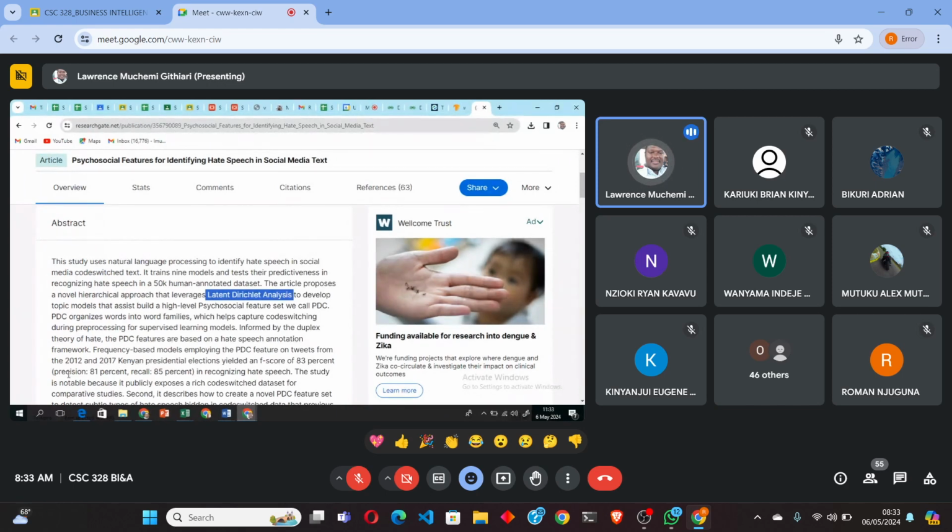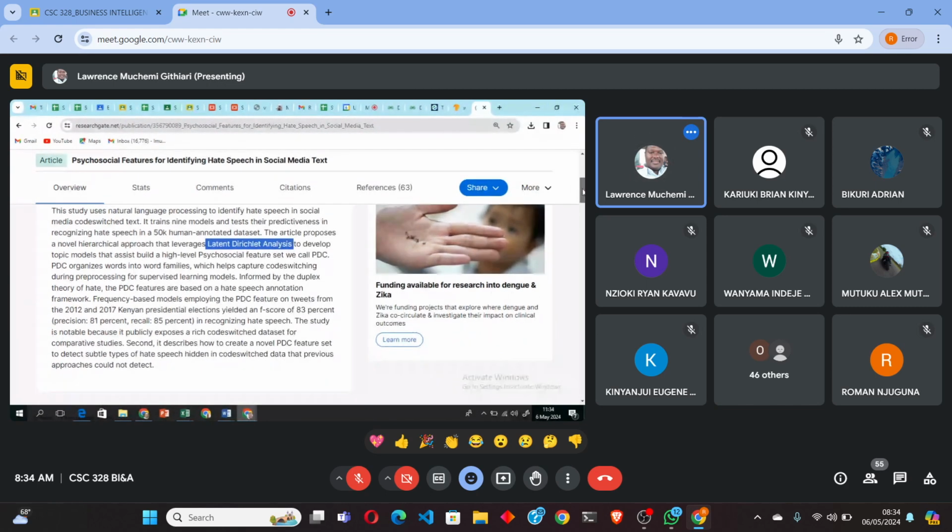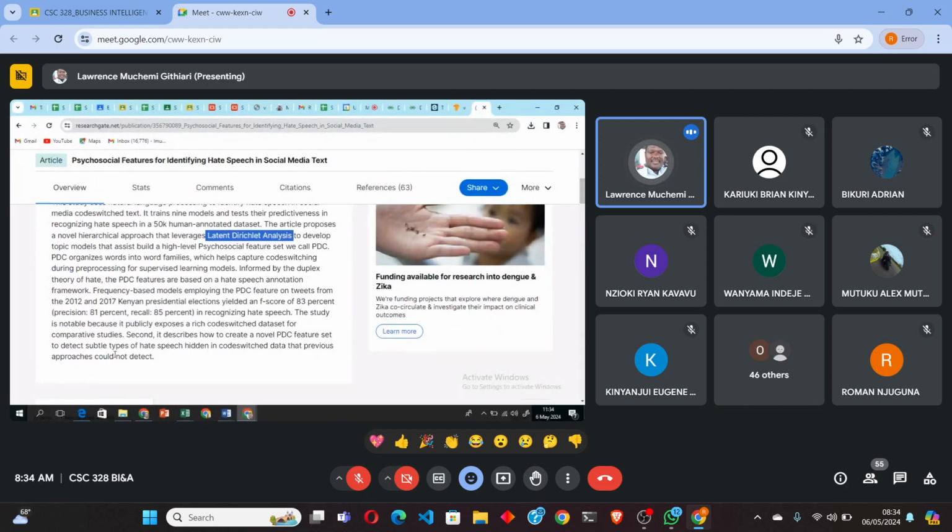And of course, the other metrics were precision was 81, recall was 85 in recognizing hate speech. So the study is notable because it publicly exposes a rich code switched data set for comparative studies. Secondly, it describes how to create a new PDC feature set to detect subtle types of hate speech hidden in code switch data that previous approaches could not detect.